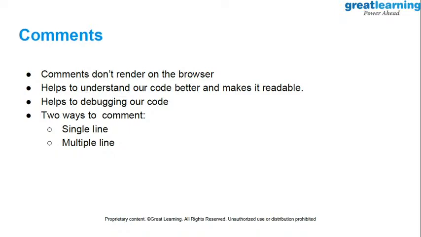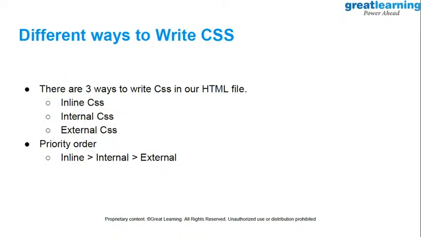So this is how you write comments. Now, what are the different ways to write CSS? There are three ways to write CSS in our HTML file: first inline CSS, then internal CSS, then external CSS. The priority order is such that inline CSS comes first. Obviously it is on the same HTML page, it doesn't have to go to a different page, and it's on the same tag as well. So inline has much more priority compared to internal and external. Now, let's see what this priority order is.